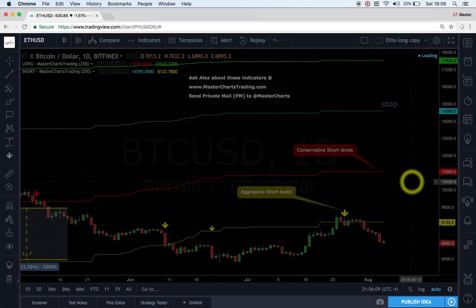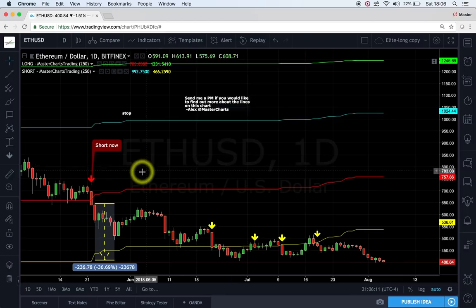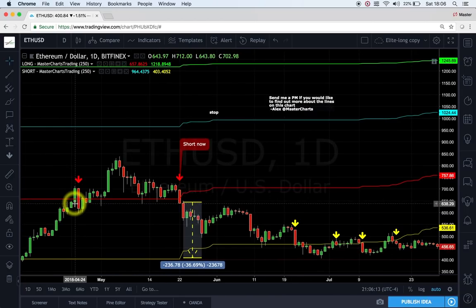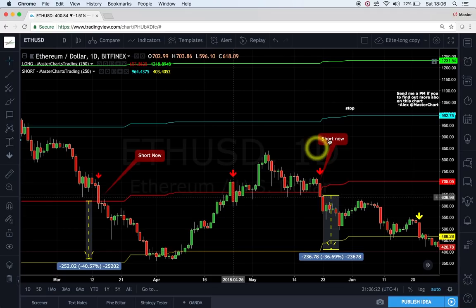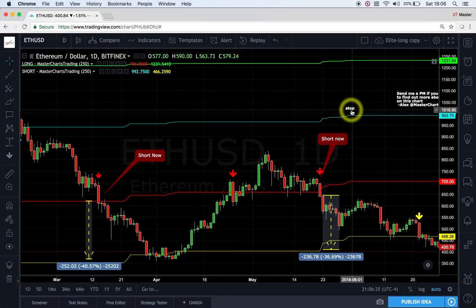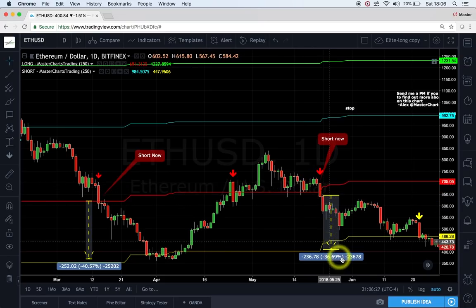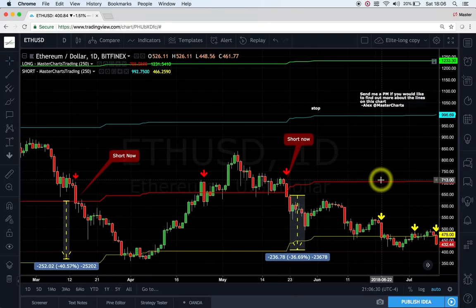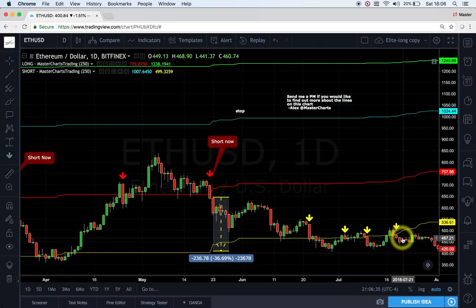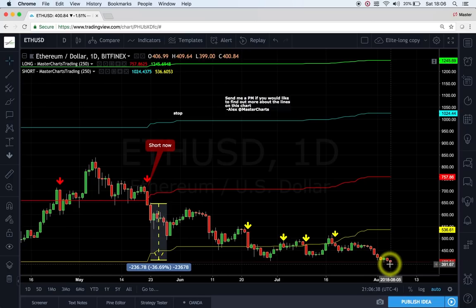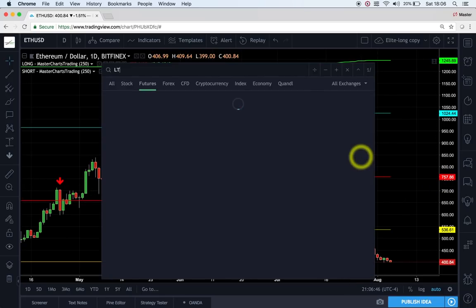Ethereum, same basic concept. I personally prefer to short on breakdowns. Short on breakdown, stop is well above the price action. Short on breakdown, there's a 36% gain. Here are the aggressive short levels. You can see short on breakdown also rewarded, but my personal preference again is a pullback towards the red indicator lines.